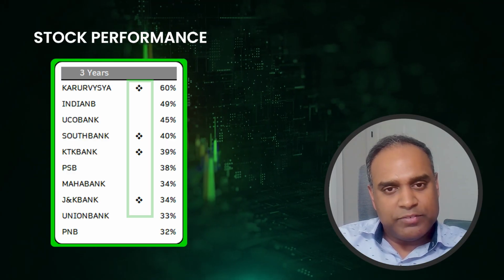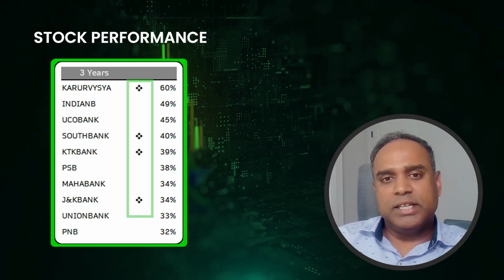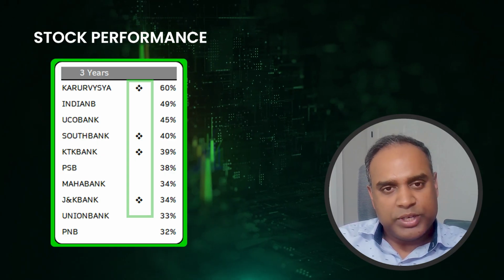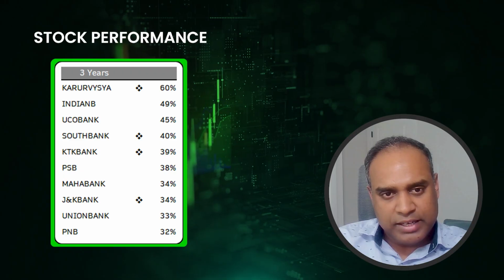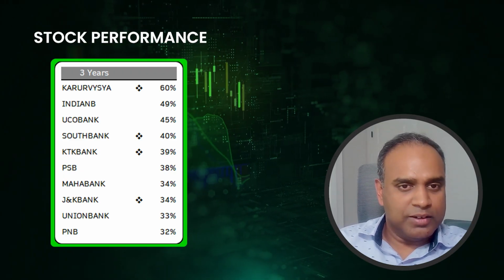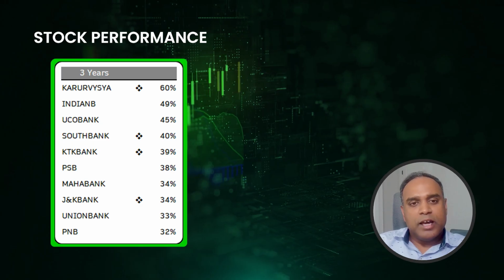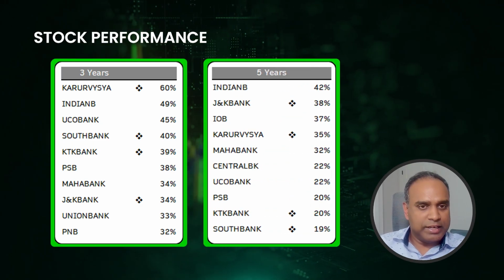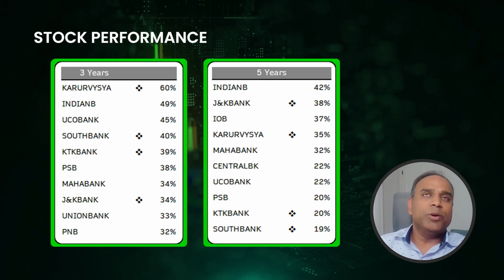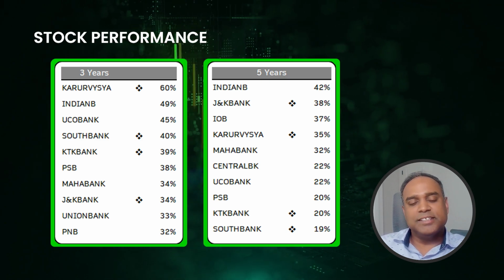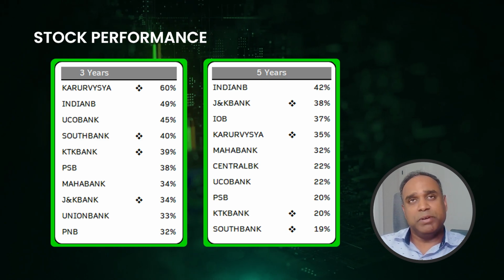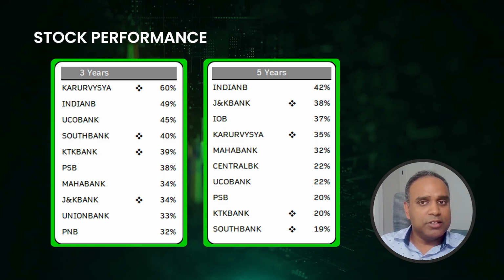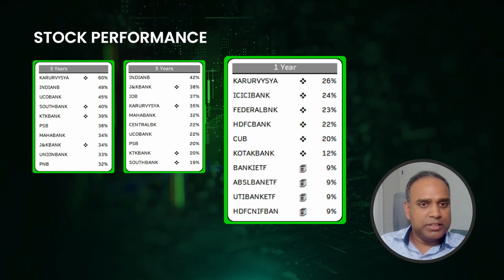So the icon, whenever you see this four diamonds icon, that represents it's a private bank. So Karur Vysya Bank is a private bank, South Bank, KTK Bank, these are private banks. If there is no icon, that means it's a public bank. Now, if I'm looking at 3 years and 5 years, two different time horizons, for the purpose of this analysis, I'm considering the 3 years as a medium term and 5 years as a long term, and 1 year will be the short term.